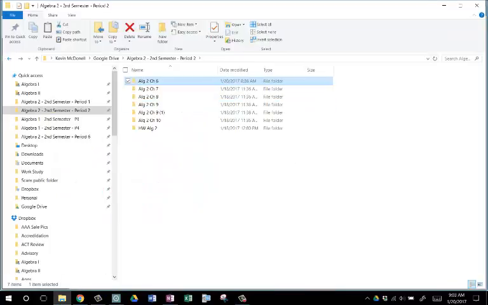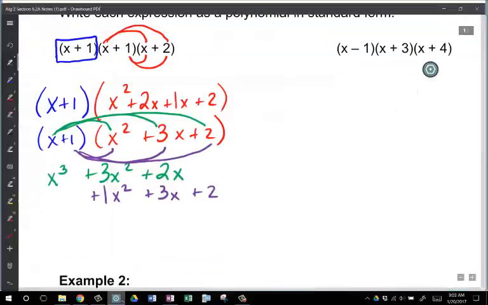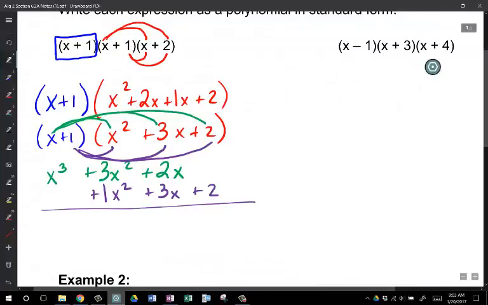So let's add these up. Whoops, disappeared on us. Let's add these up. That gives us x cubed, 4x squared, 5x, and 2.